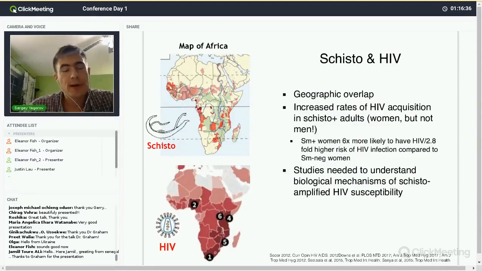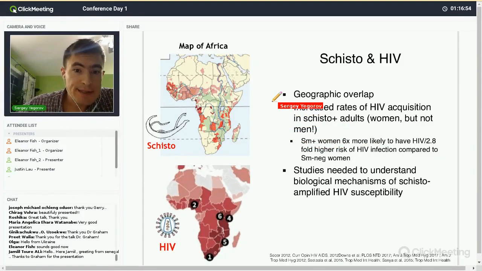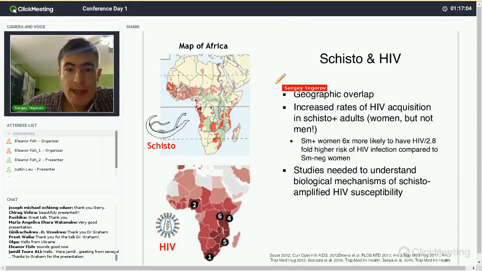Not only does schisto affect so many people in the world, it is actually a chronic disease. A lot of the time, it does not present any symptoms until later in life. There are some pathological sequelae that can follow an untreated infection. And not only that, it also overlaps with HIV in our region.